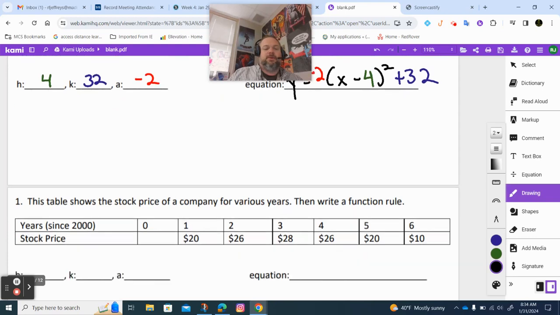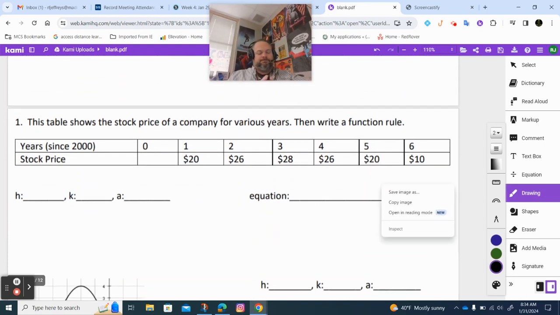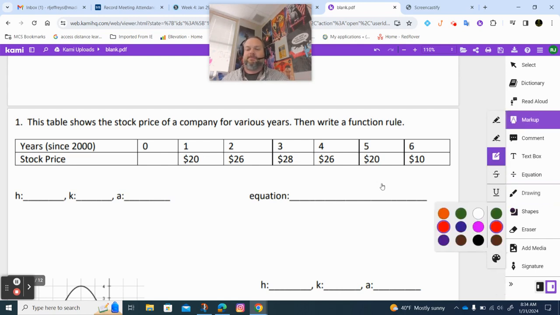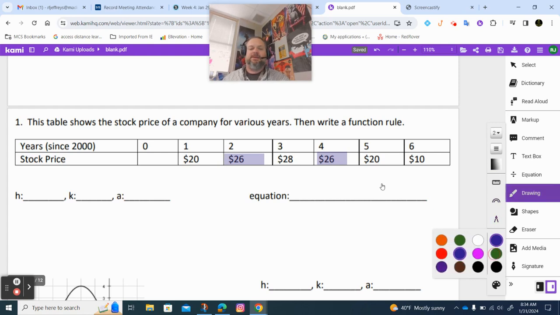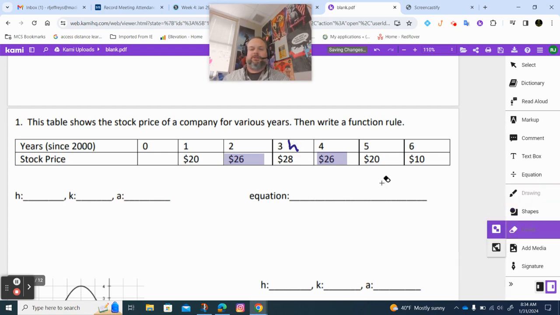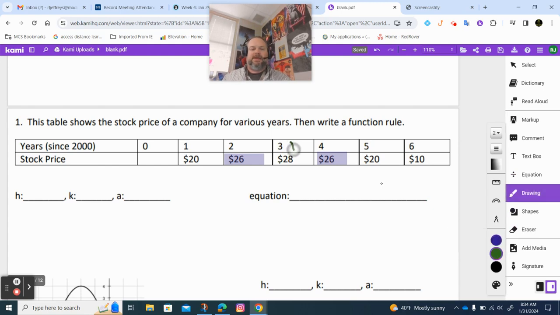So let's look at this. I'm looking at my y values, making my way downtown. I see these repeat. The 26, that's where it repeats. That means this is my h value. This is my k value.